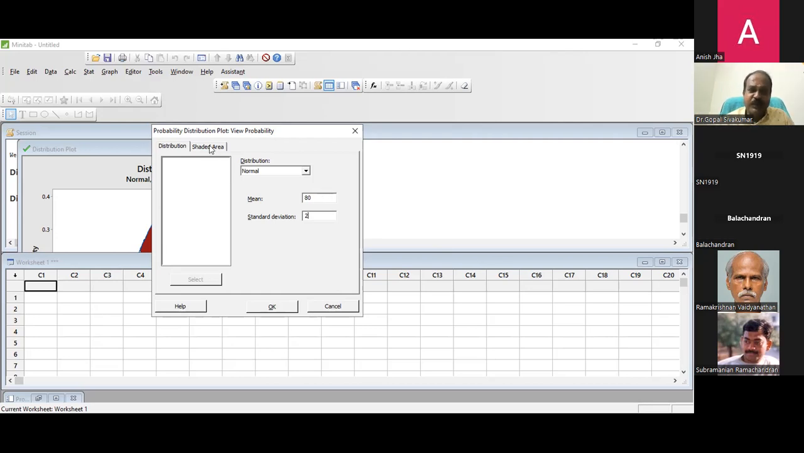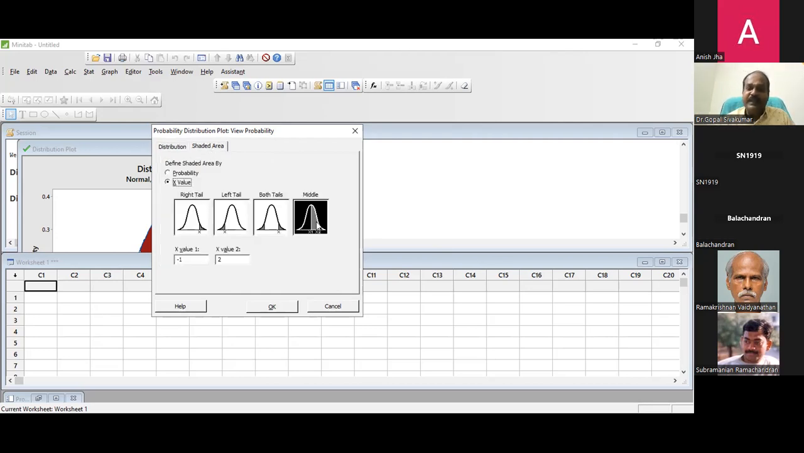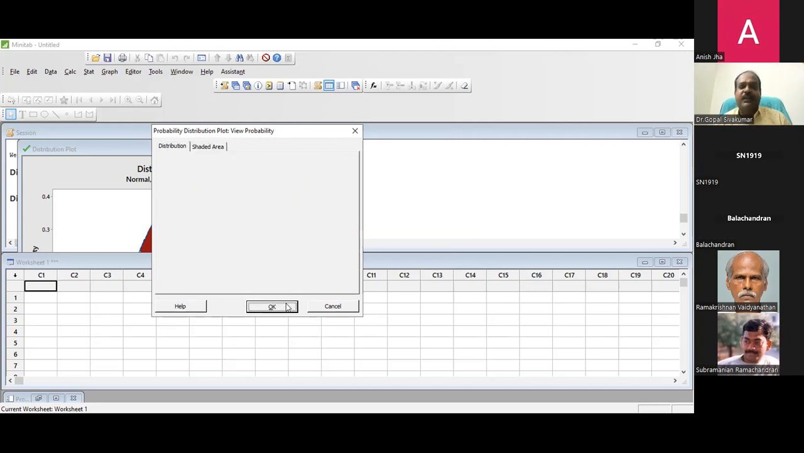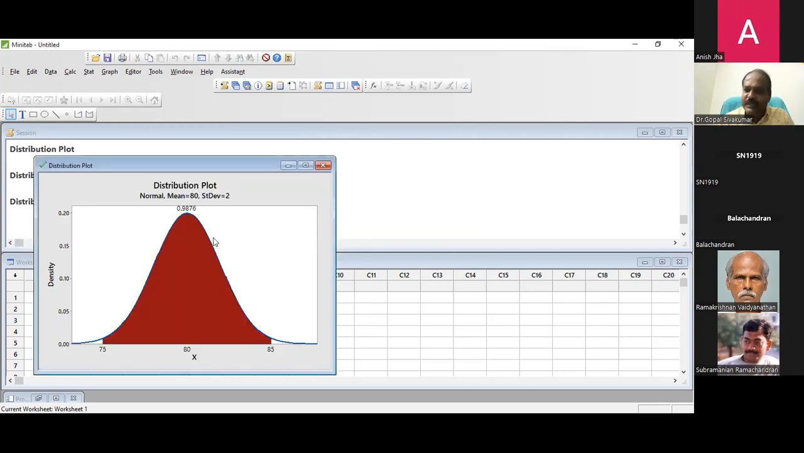Now we are going to the shaded area. Choose X value, Middle. X value 1 here is 75, and X value 2 is 85. Minitab should give me the answer. That's all, you don't worry. So what is the chance for a student to score between 75 and 85? It is 98.76%. All of you please note.